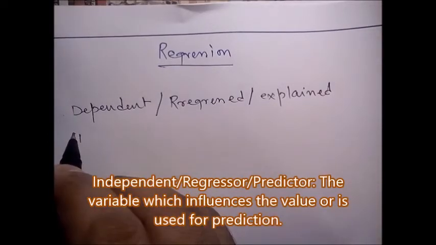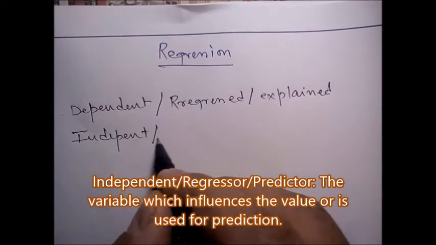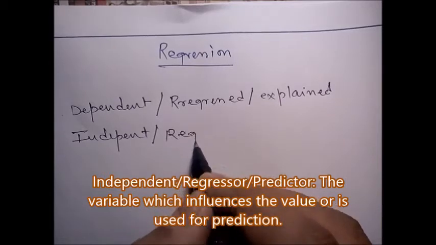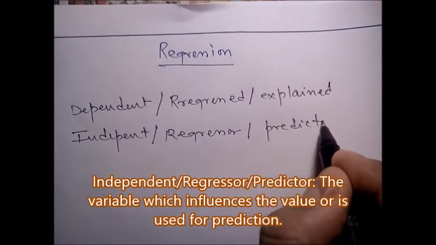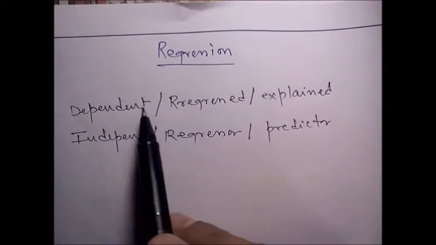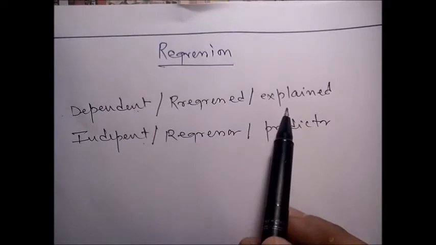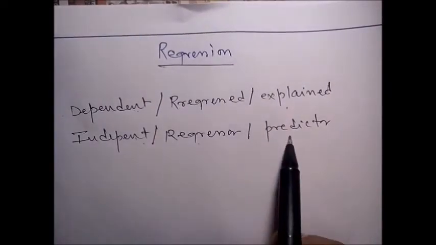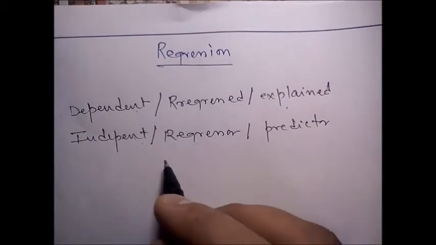Similarly, there may be independent, regressor, or predictor. Clear? So, the variables which influence the values or are used for prediction. So, there are two types of variables, dependent variables and independent variables. Dependent, regressed, explained, all are the same thing. Similarly, independent, regressor or predictor, all are the same thing. So, already you know the meaning of dependent and independent.